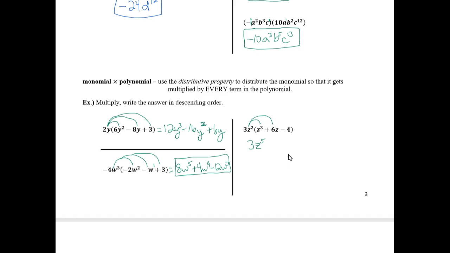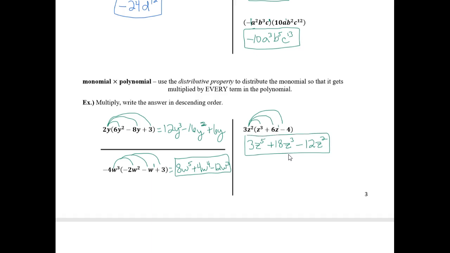Then I'm going to do 3z squared times 6z. 3 times 6 is 18. And z squared times z is z cubed, so 2 plus 1. And lastly, 3z squared times negative 4. So 3 times a negative 4 is negative 12. And still with that z squared.